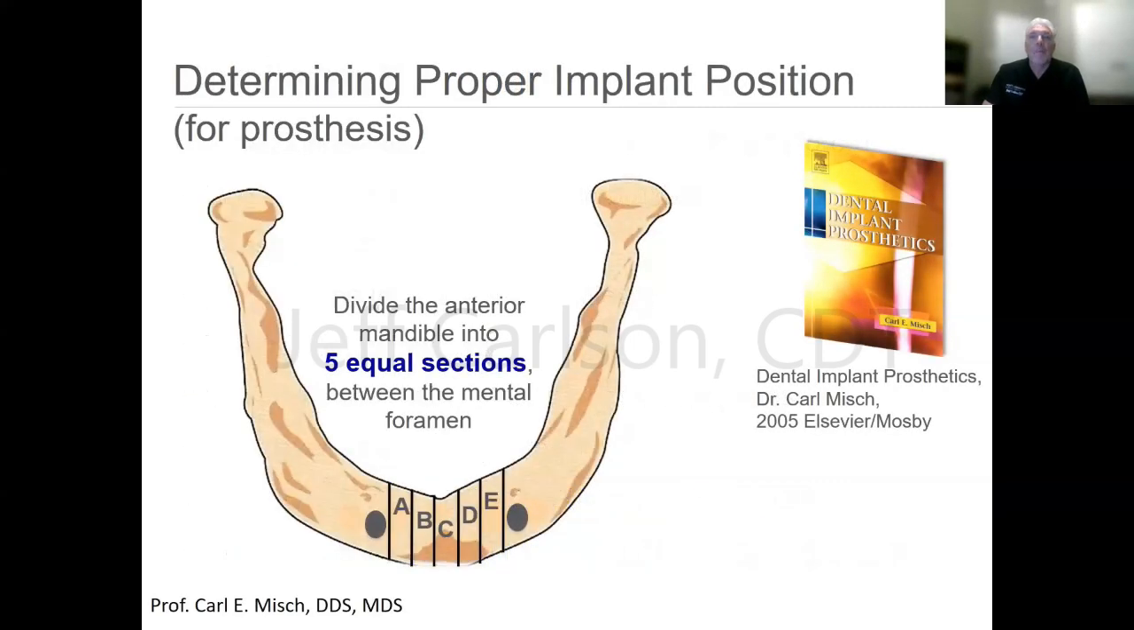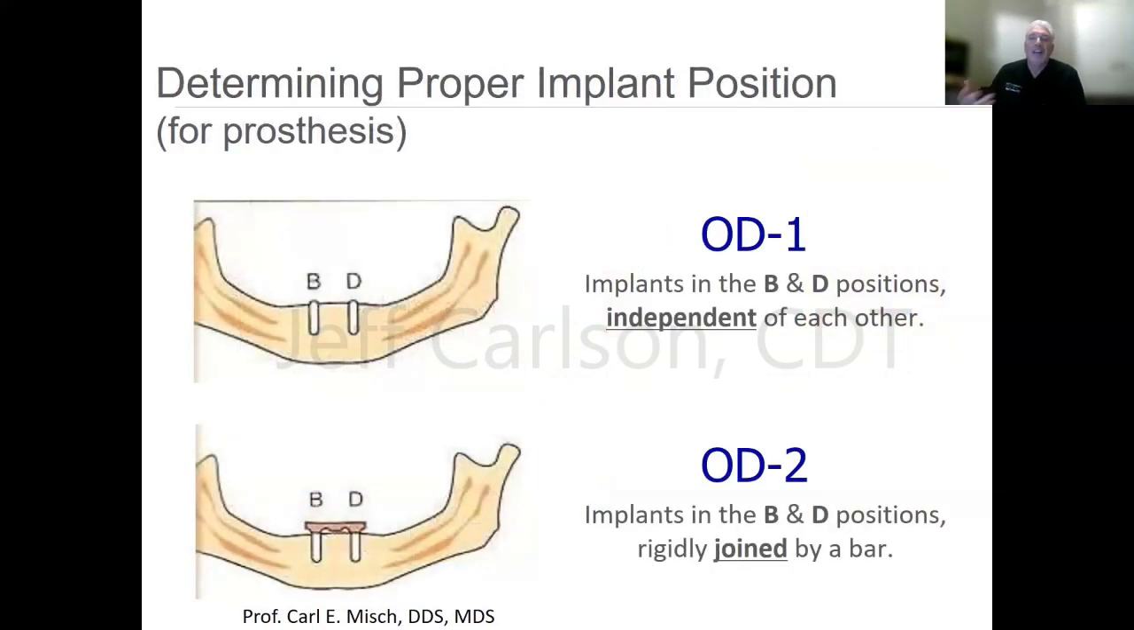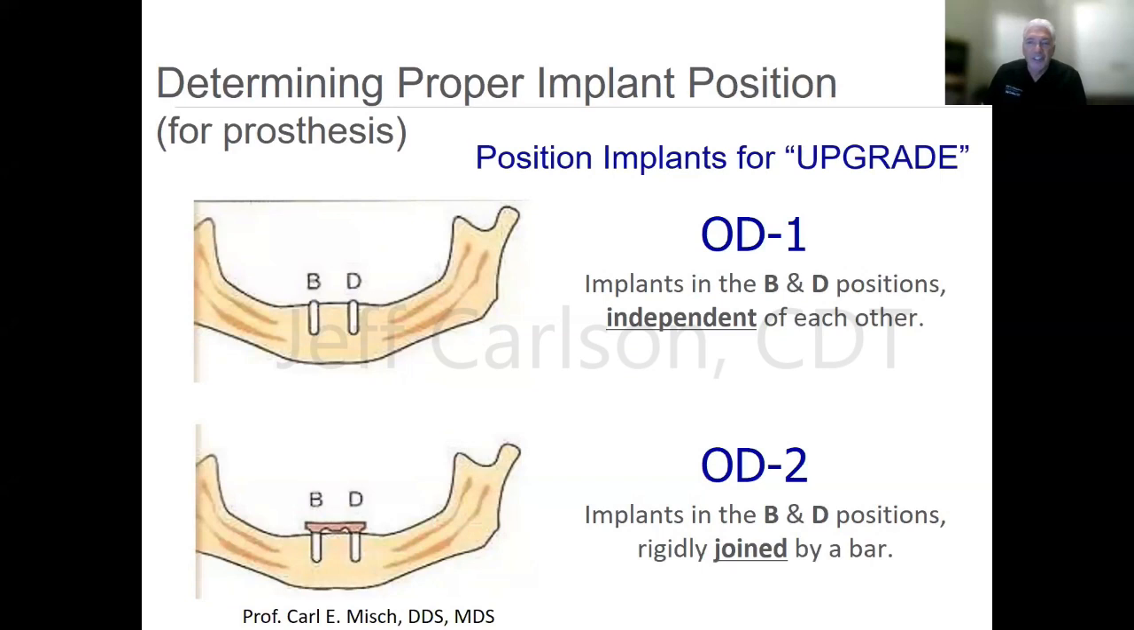Okay, so let's think about this now. Let's talk about implant positions. So now you have a patient, whether you're going to edentulate the patient or they're already edentulous and they've just decided, for whatever reason, I'm ready now, I want to get some implants. So again, back to one of Misch's classifications, and I really like a lot of the ideas and concepts here: divide the space between the mental foramen and the mental foramen into 5 equal sections and call them A, B, C, D, E. And from that, he came up with these classifications: overdenture 1, overdenture 2.